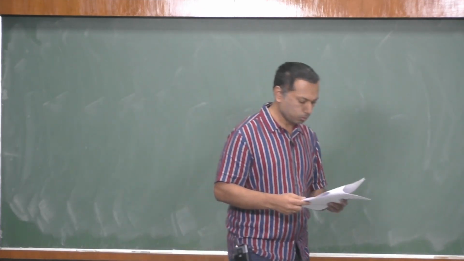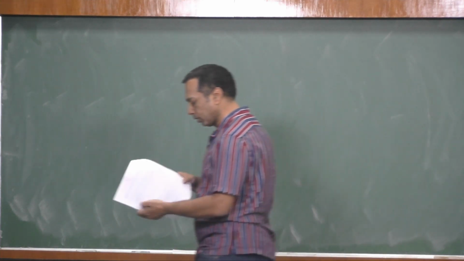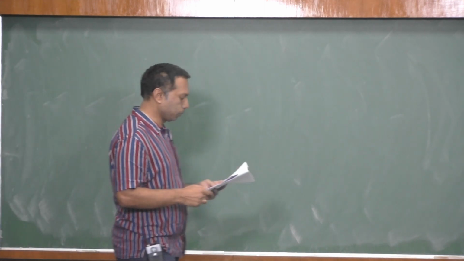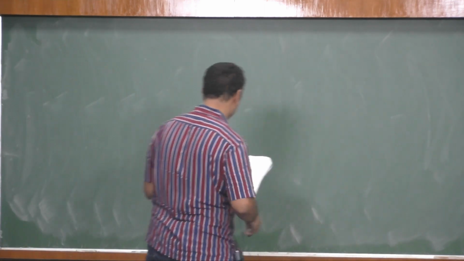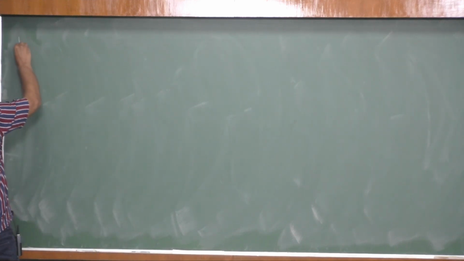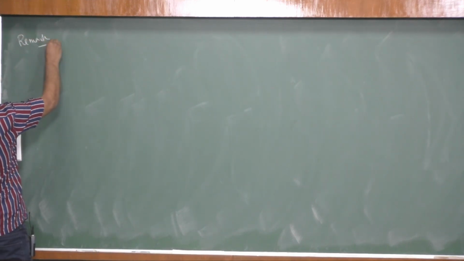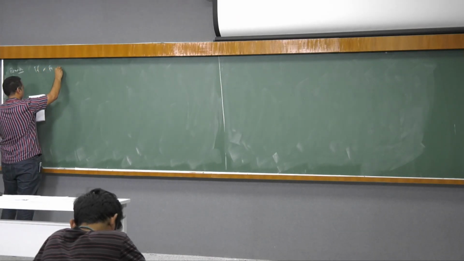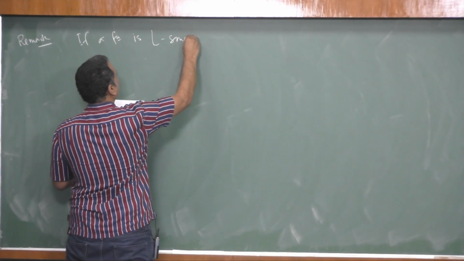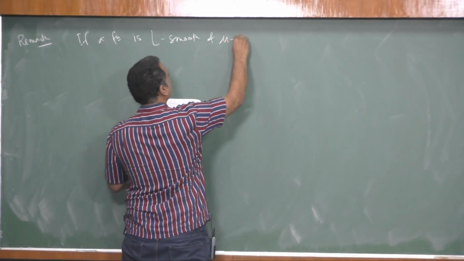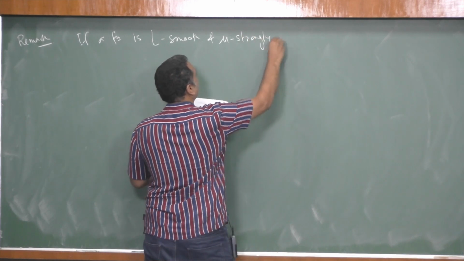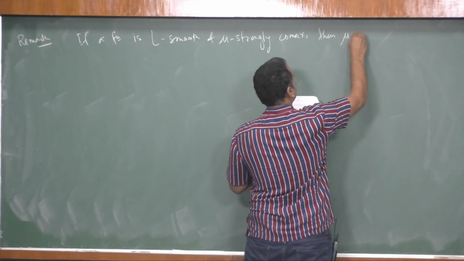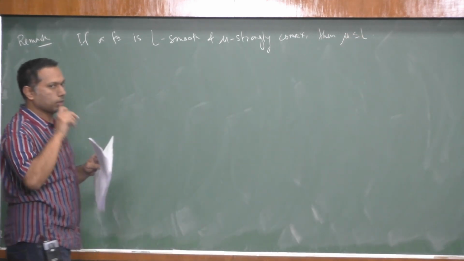Okay, so welcome to advanced optimization, right? If you recall, what we did in the last class is we had a remark that if a function is L smooth and mu strongly convex, then mu is less than or equal to L. And that makes sense, right?